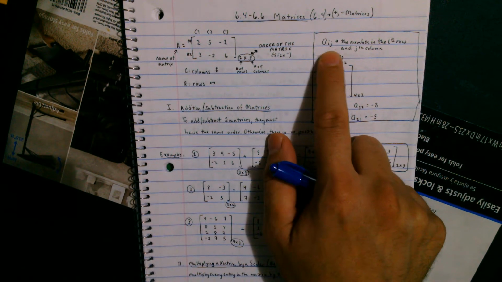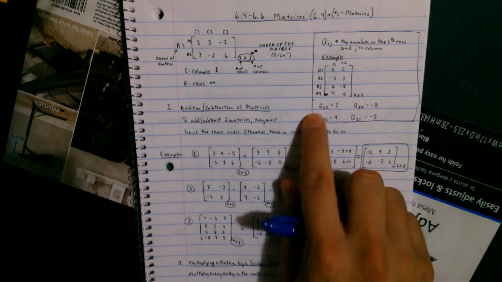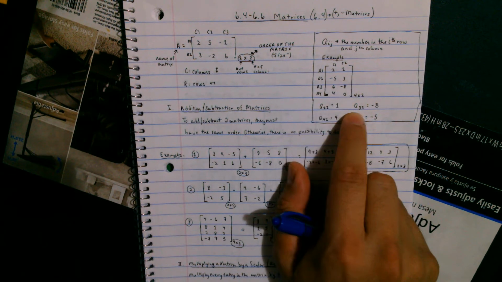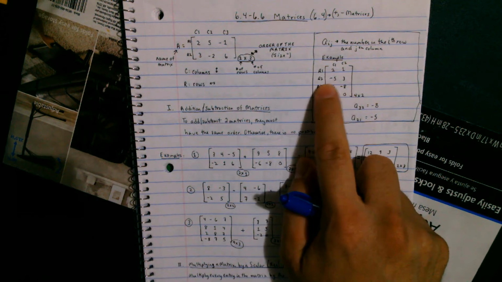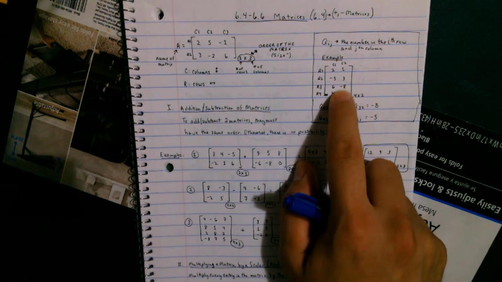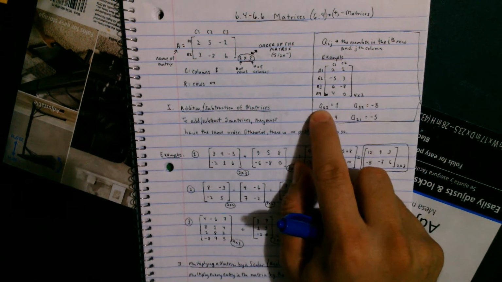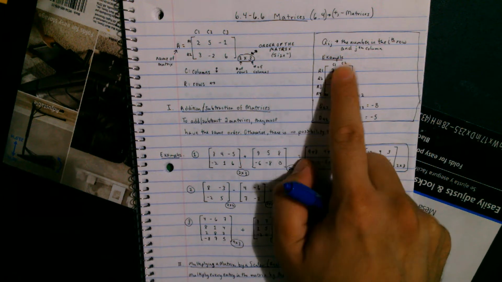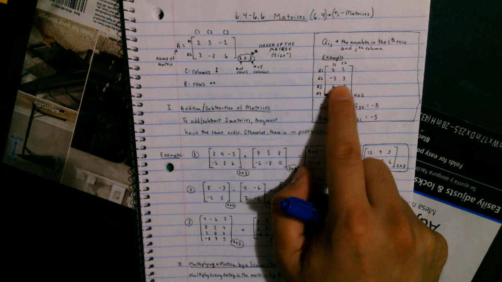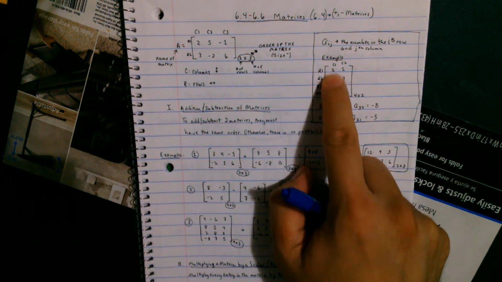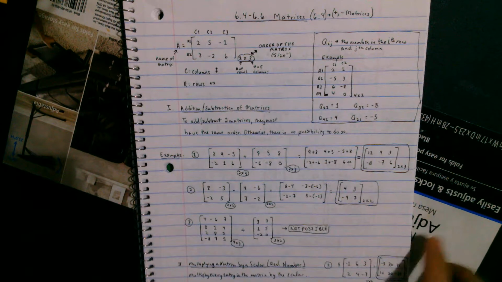Aij, just for notation, the little i, little j, those little numbers down here, they represent what row and what column you're in. So for instance, A32 means third row, second column, which is -8. A12, first row, second column, 1. A41, fourth row, first column, 4, and so on.